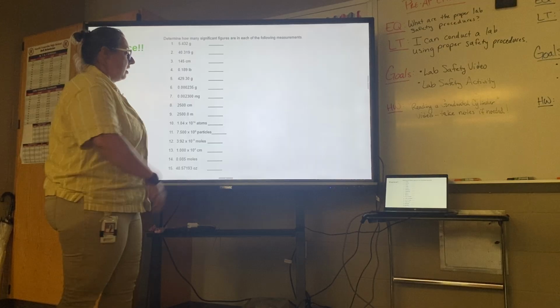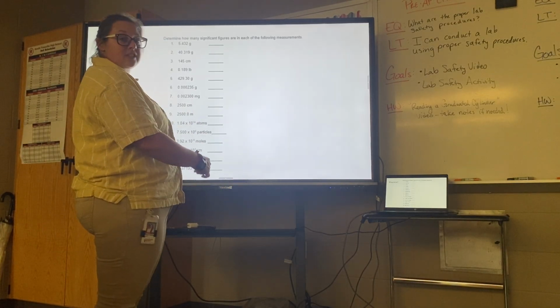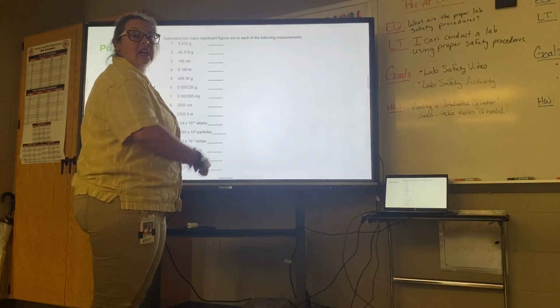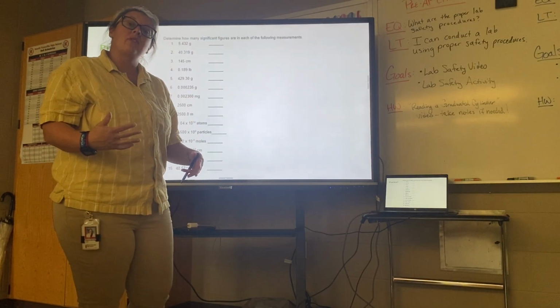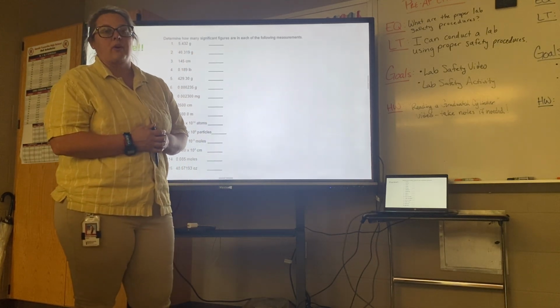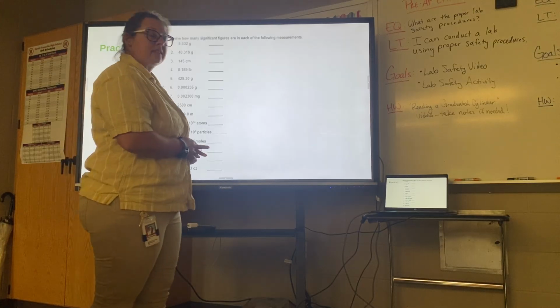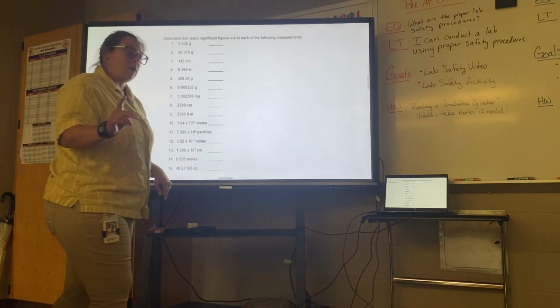So remember, non-zero numbers are in the center. If a decimal is present, I go this way. If a decimal is absent, I go this way. Once I hit that non-zero number, I count everything after it. Doesn't matter if it's a zero or not. Hopefully that makes some sense to you guys. I expect this to be done and we'll go over it on Wednesday.